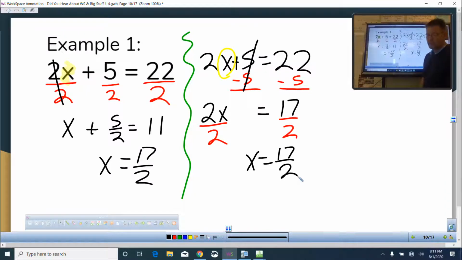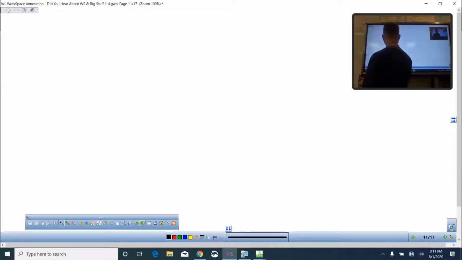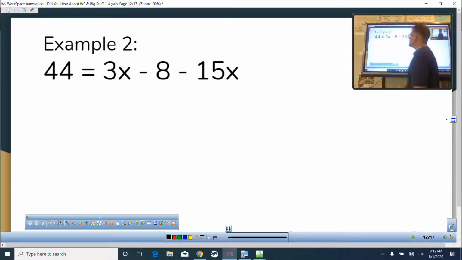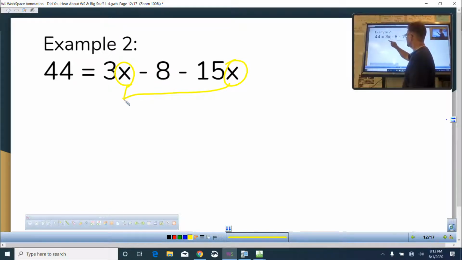Okay, let's go to another example. Here we go. Example number 2, and we'll try to pick up the pace a little bit. So again, what is our goal here? We're trying to get this x by itself, but we can't get the x by itself if the x's aren't together in one spot, can we? So our first goal is going to be to get these x's together. Okay, so what's that going to be? That's 3x. Oh, that's minus 15x.